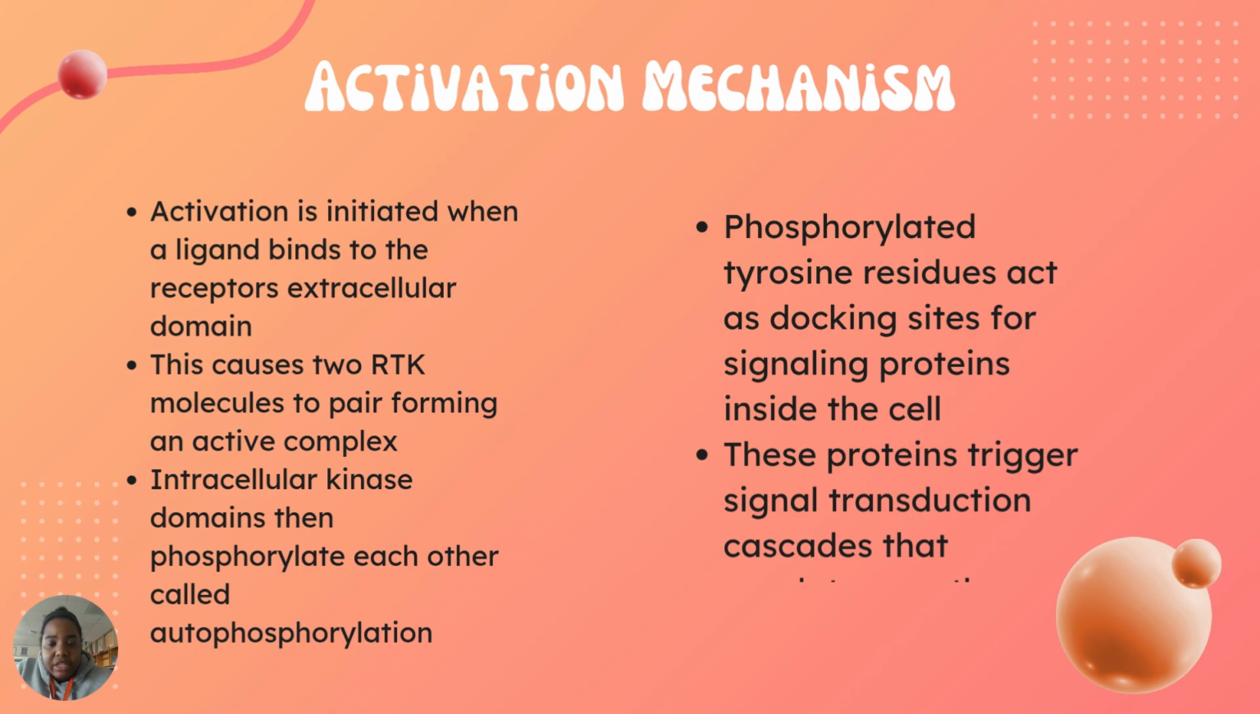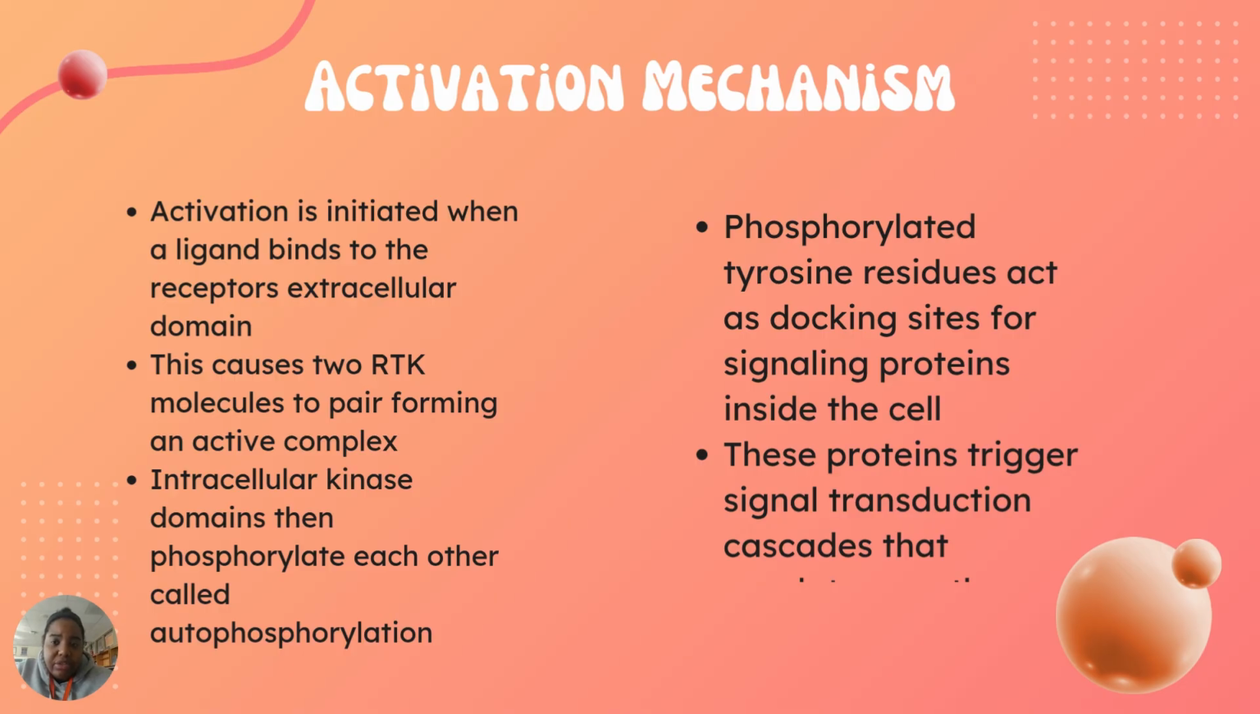Once paired up, the receptors activate each other's kinase domains on the inside of the cell. Each kinase transfers phosphate groups onto specific tyrosine residues of the other receptor. This is why it's called autophosphorylation. The phosphate groups act as a molecular tag signaling to other proteins that the receptor is active.